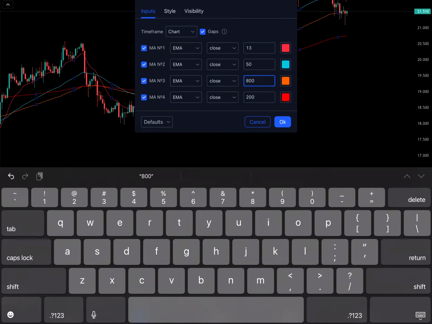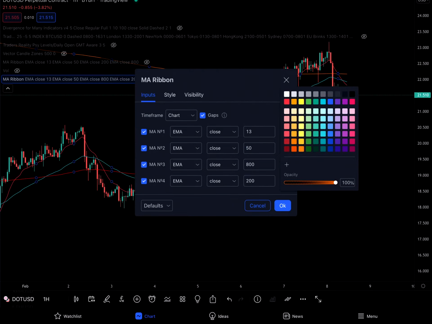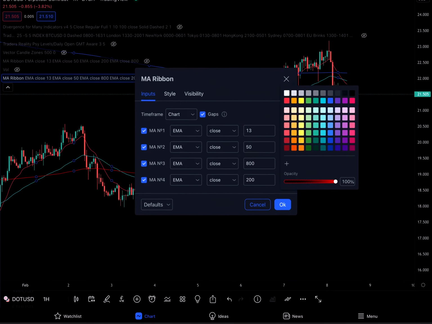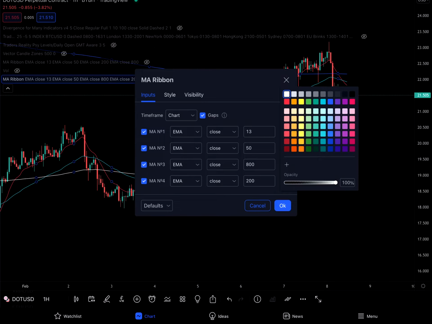So I already have the 200. Let me get the 800 in. That's the darker blue. And then the 200 for me is white. And that lines up with my Trader's Reality setup that I use.